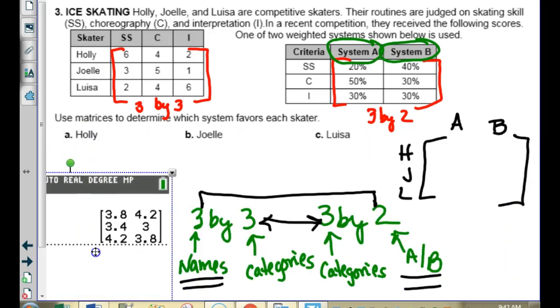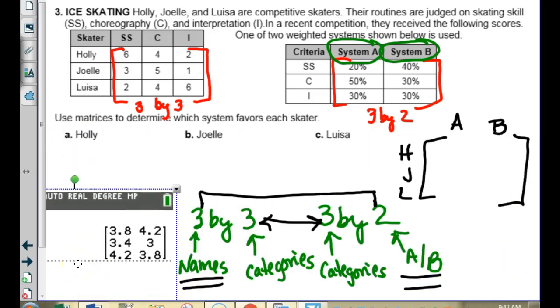Okay, so we have a matrix showing 3.8, 3.4, 4.2 under system A. Those would be their scores, right? So who would like system A? Holly, okay. Oh, they're trying to get the high score. Yeah, thanks. Somebody fix me. I don't know which number is bigger.